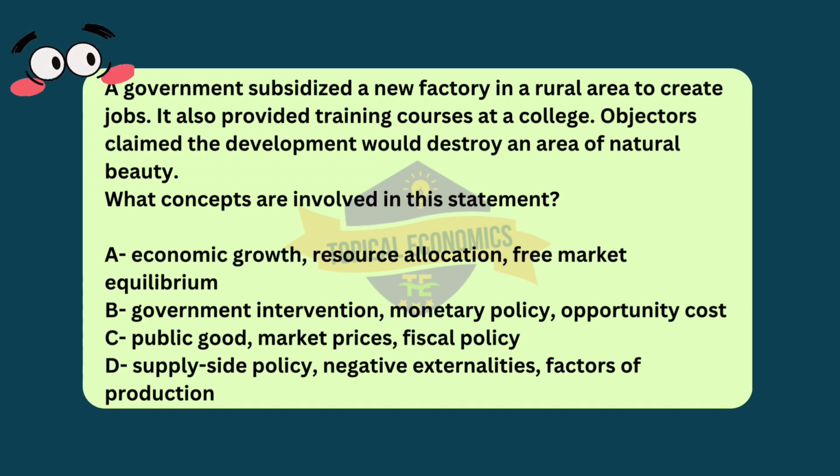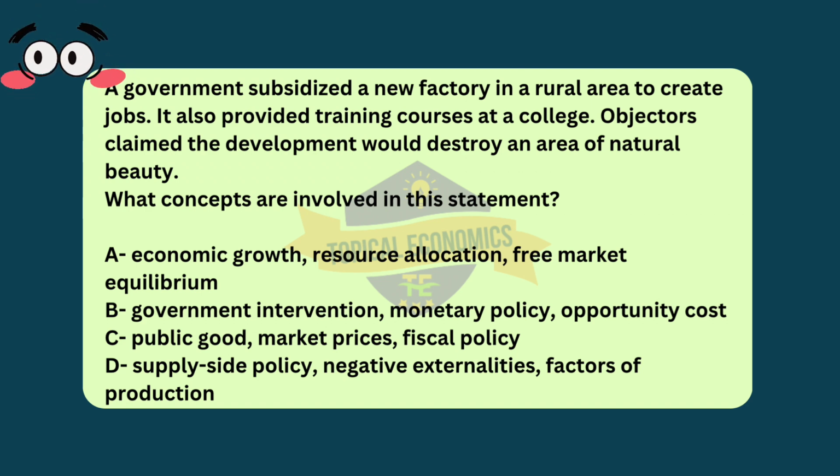Statement. A. Economic growth, resource allocation, free market equilibrium. B. Government intervention, monetary policy, opportunity cost. C. Public good, market prices, fiscal policy. D. Supply-side policy, negative externalities, factors of production. Reference, 2020 specimen version 1.